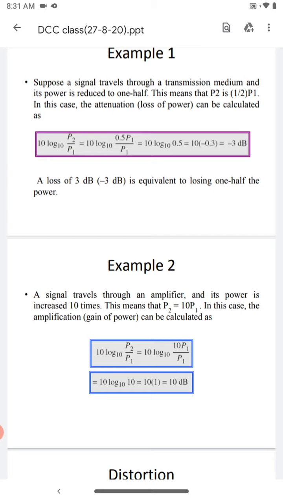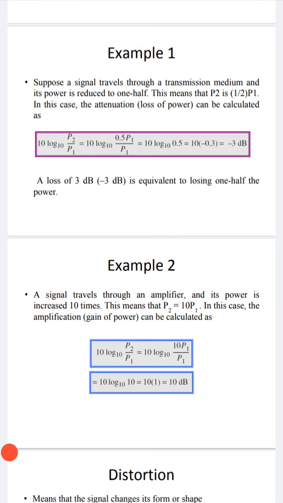So P2 equals 10 P1. Now the amplification can be calculated with the formula 10 log P2 by P1, the base is 10. That is equal to 10 log 10 P1 divided by P1, base 10. So that is equal to 10 log 10 to the base 10, which is equal to 1. So 10 into 1, 10 decibel.